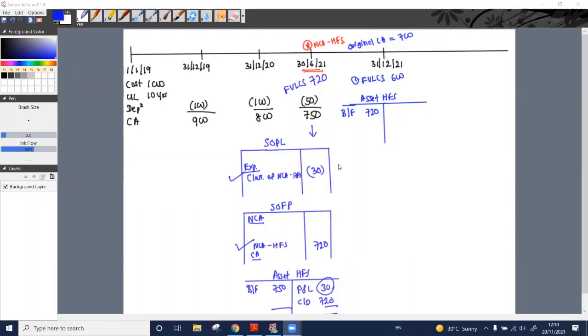So we need to consider the lower of these two. What is the lower value? 600. We need to measure it at 600. The brought forward balance for the next period should be 600, meaning the carried down balance here should be 600. What do we need to do with respect to this 120? This is a loss. If there is a loss, we need to charge it to the PNL. That is the first scenario.